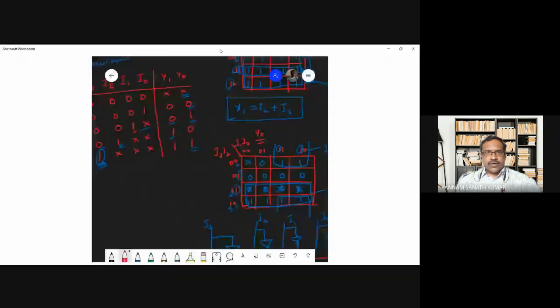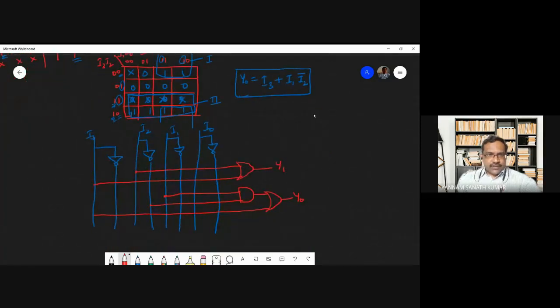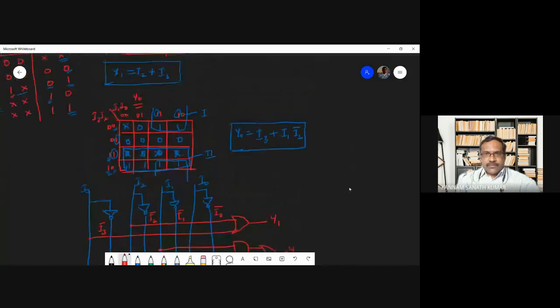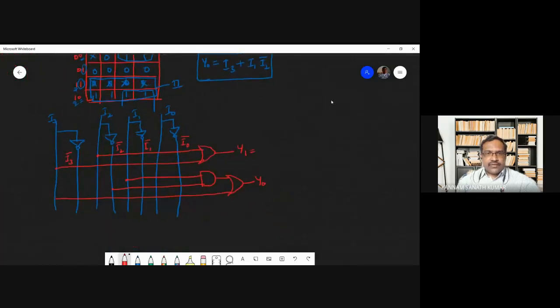Okay. So logic diagram. You got the two expressions: Y1 equal to I2 plus I3, and Y0 equal to I3 plus I1 into I2 bar. Okay. So first see here, I drew this one. This is the complement I3 bar. Okay. This is I2 bar. Coming to the inverters, I1 bar and I0 bar. Okay. So first I will tell you Y1. Y1 equal to what you got, I2 plus I3, no? So this is nothing but I2 plus I3.